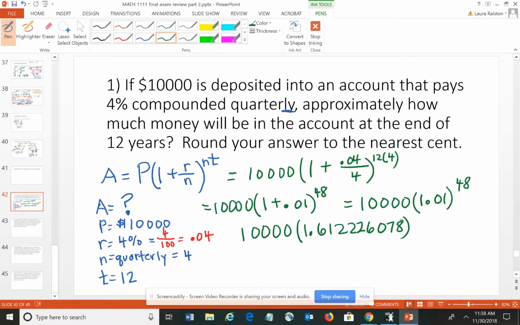So we would have $16,122.26. And I know that when you enter this into the computer system for the final exam, they do not want you to put the dollar sign. So just put the number.